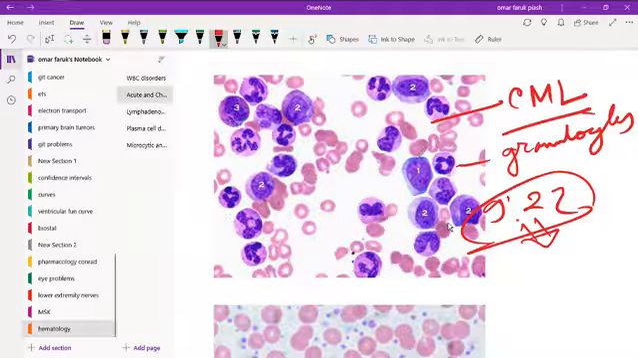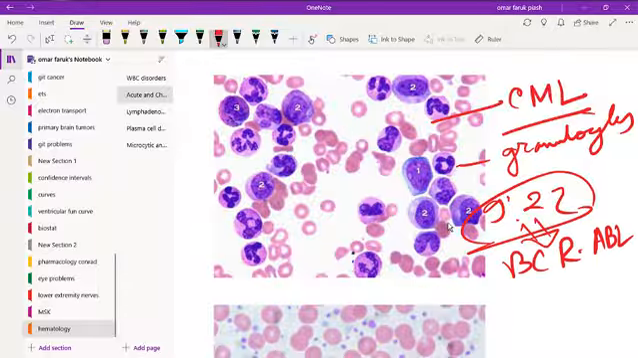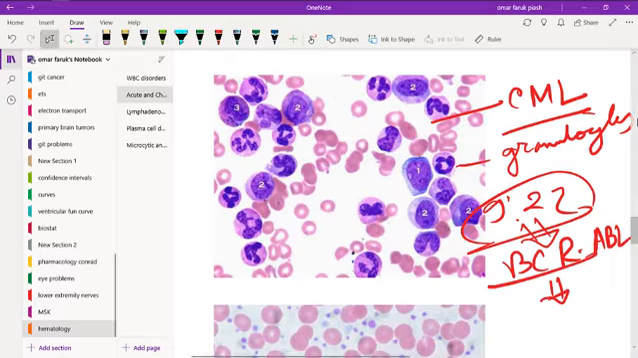It is called Philadelphia chromosome, and there is a 9;22 translocation, which generates a BCR-ABL tyrosine kinase. As a drug you have to give imatinib, nilotinib, dasatinib, which act against the BCR-ABL tyrosine kinase.